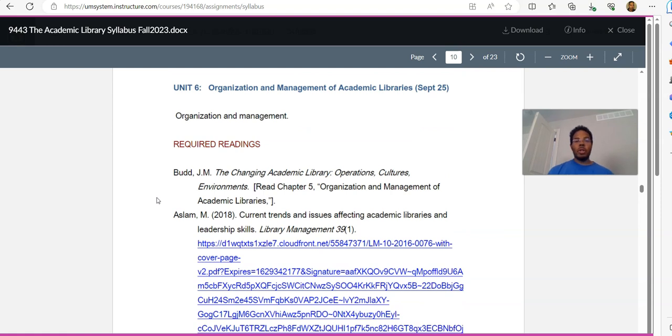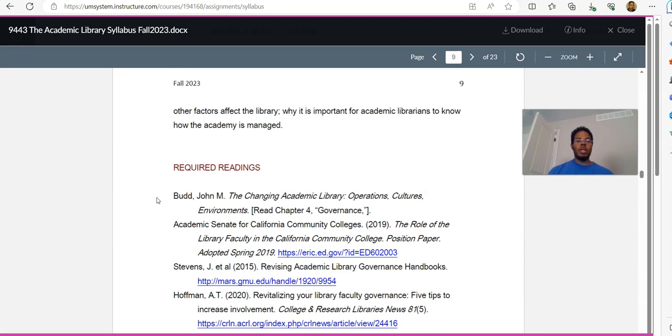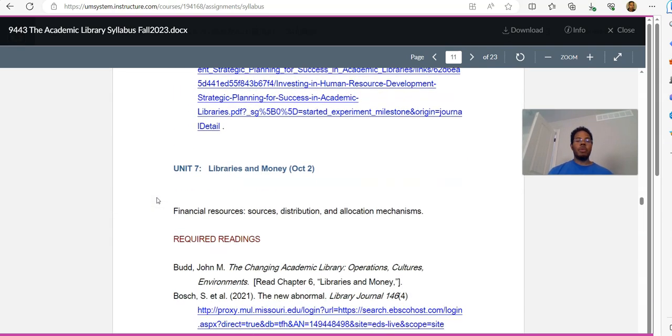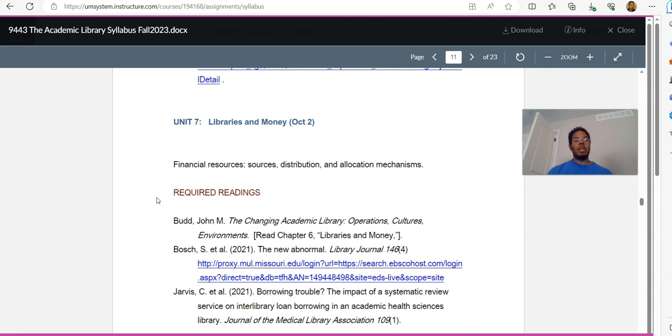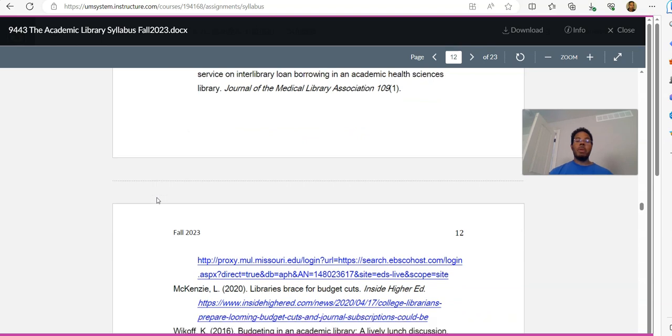Week number 6, we will do organization and management of academic libraries. So that's a little similar to the culture unit, but you'll see how the structure varies and is a little different. Unit 7, libraries and money. This is a big one, and even though public libraries are really the ones feeling the pressure of what's going on now between conservative states, conservative politicians, and libraries, there are some implications for academic libraries, and there is some blowback for academic libraries as well. So we have a unit on academic libraries and money, and that is a big deal.